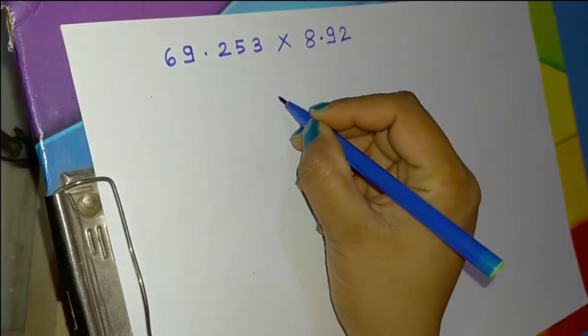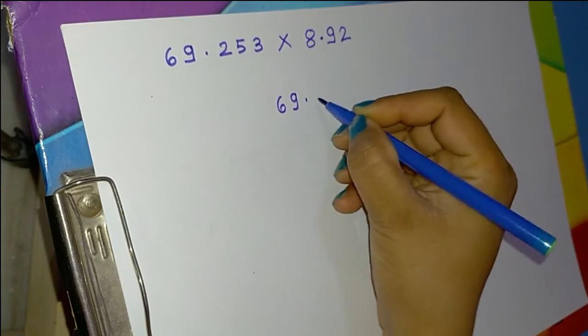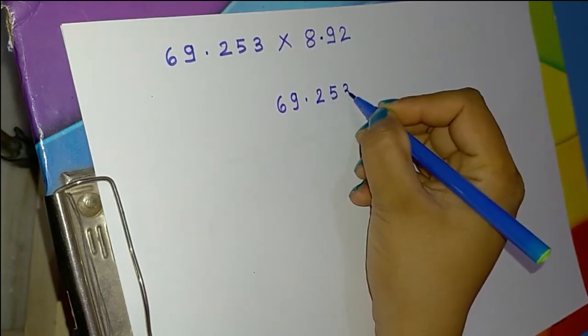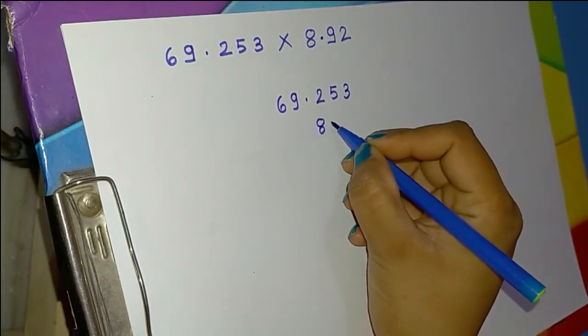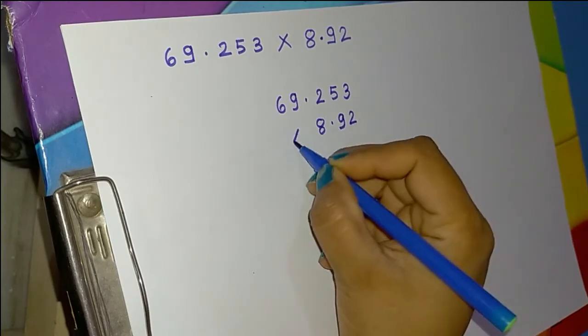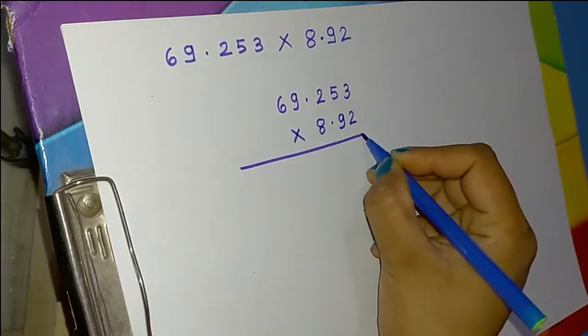So here is our first number 69.253 and here 8.92, multiplication sign and the line.